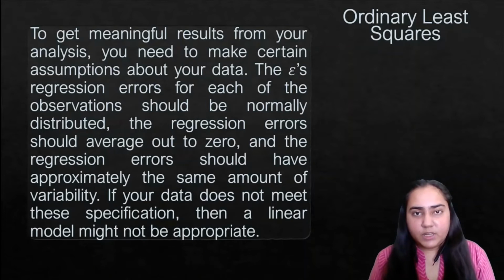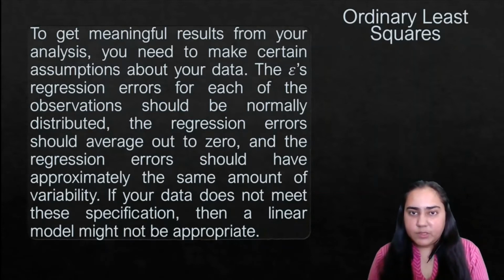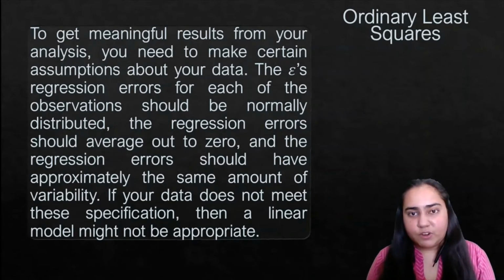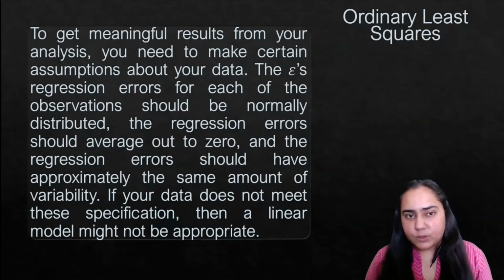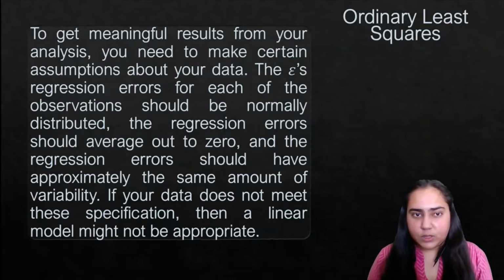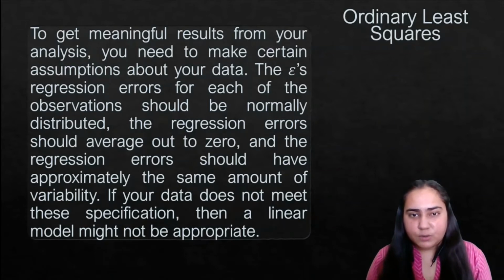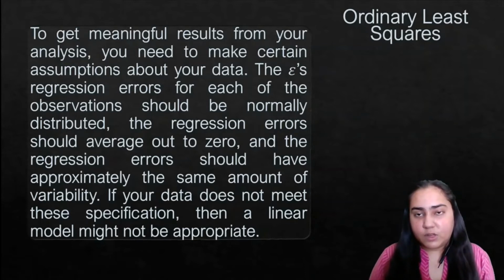Now, if you wish to get meaningful results from your analysis, then you need to make certain assumptions about your data. Those assumptions are about the epsilons I talked to you about, which are the noise or error that your regression line produces because your data points are not exactly falling on the line. These regression errors for each observation should be normally distributed, not any other probability distribution. The regression errors should average out to 0, and they should have approximately the same amount of variability.